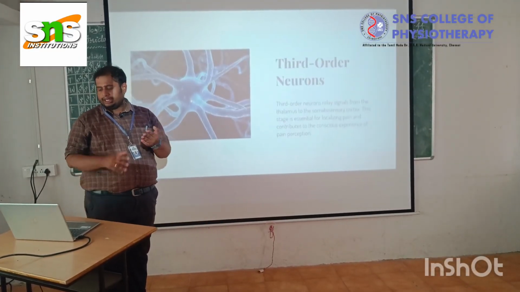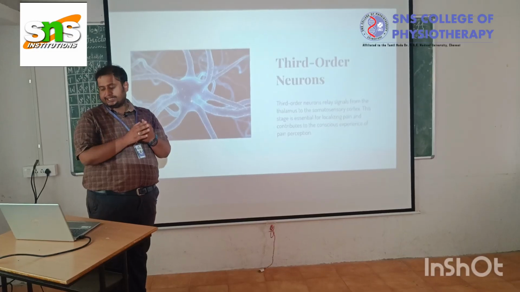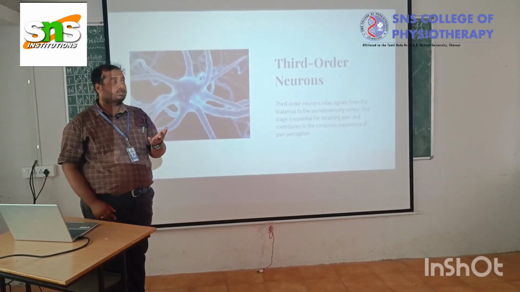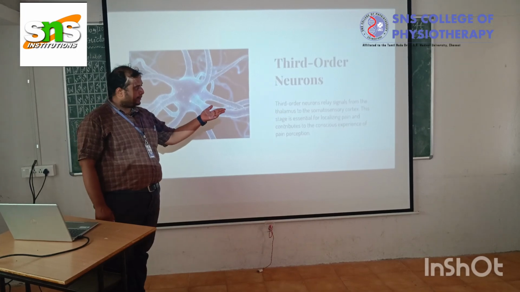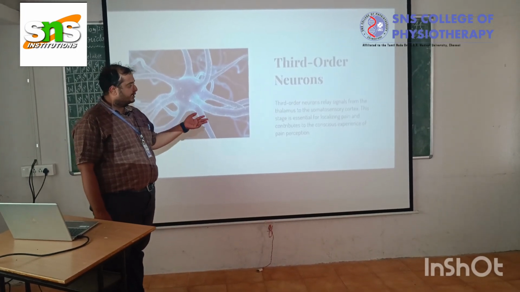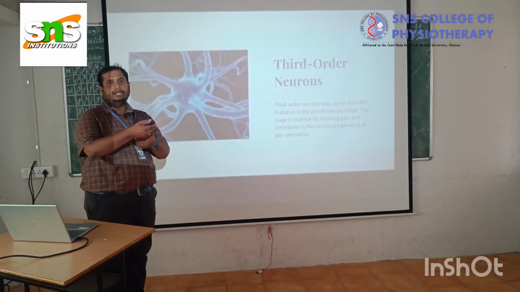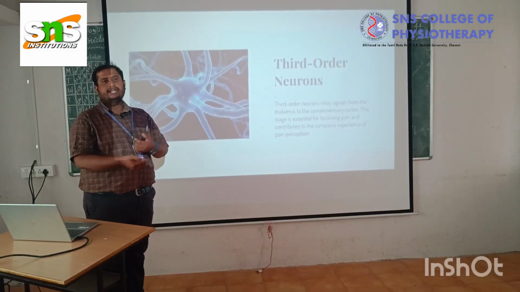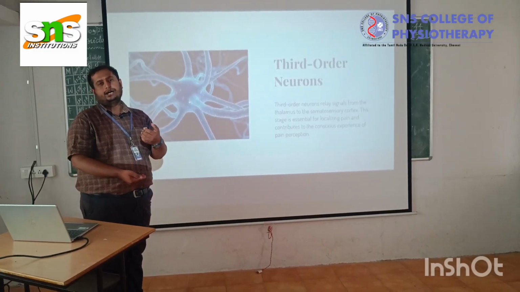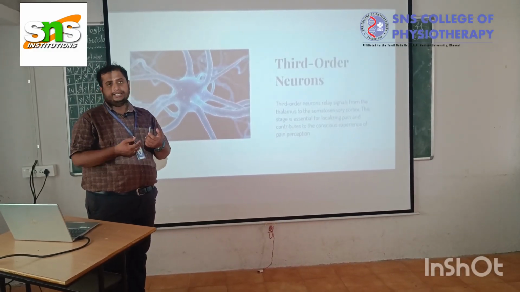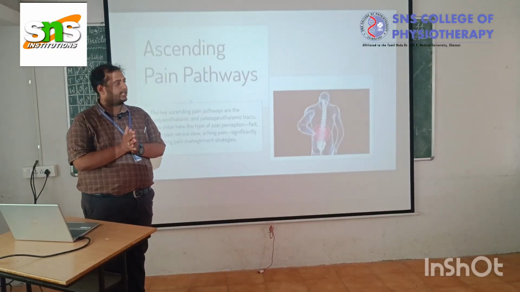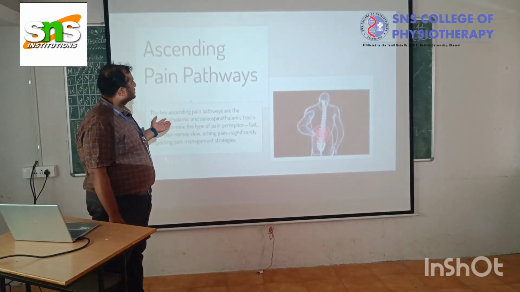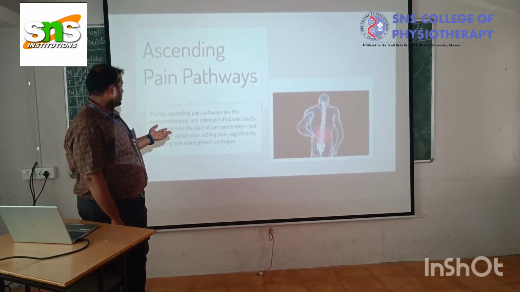Next, the third order neuron goes to the higher centers, like the somatosensory cortex. From the thalamus, it takes the pain stimulus to the somatosensory cortex. Then the pain is perceived. Then through the descending pathway, it gives the stimulus, and the pain is perceived by the organ. Now the tracts which take the stimulus to the brain.